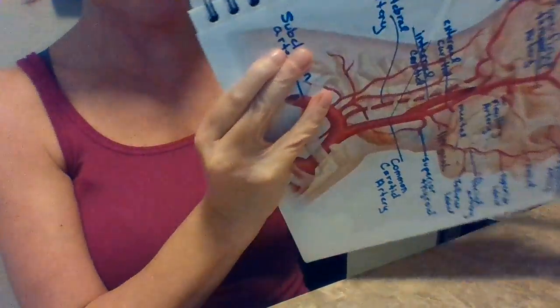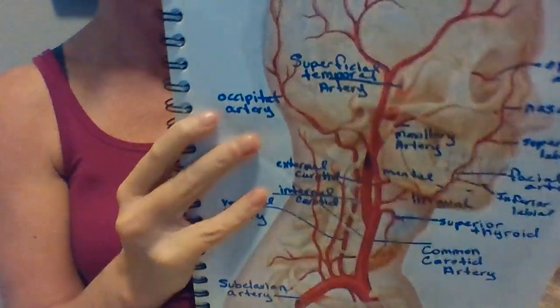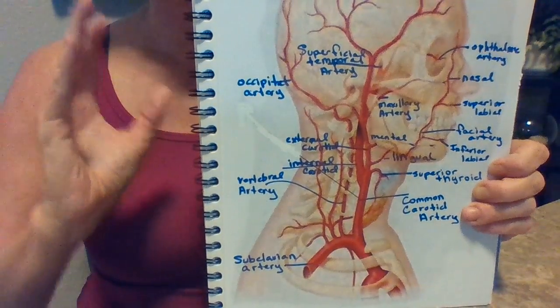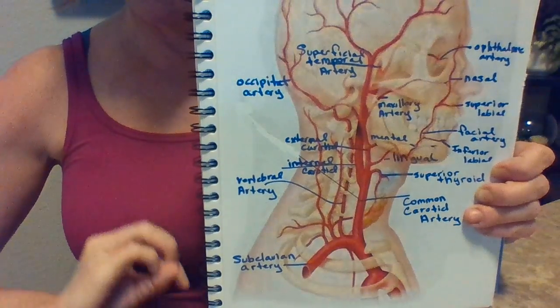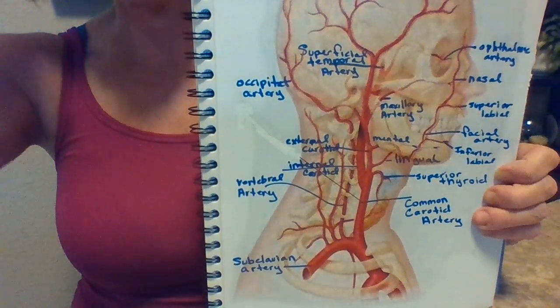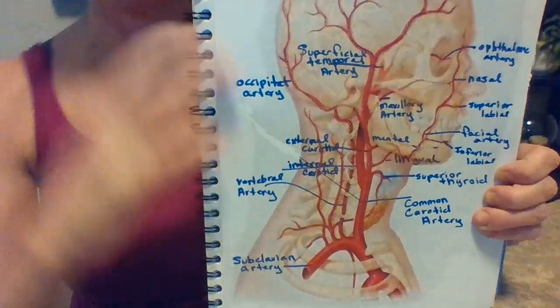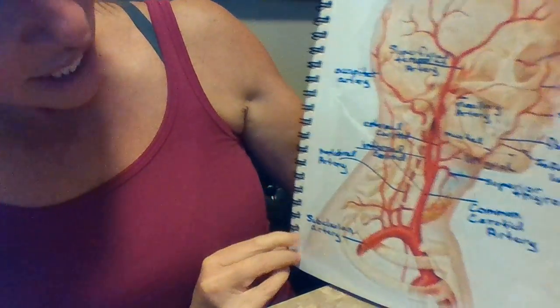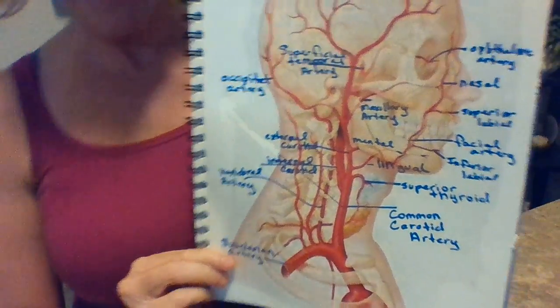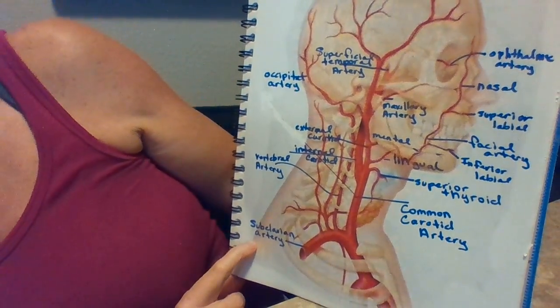Okay. So now let's jump back up, because we've talked about the arch of the aorta, and then the descending and then the abdominal, but let's jump back up to the arch of the aorta, because that's going to start with the left common carotid, and then it's going to go all the way up. It's going to start here.